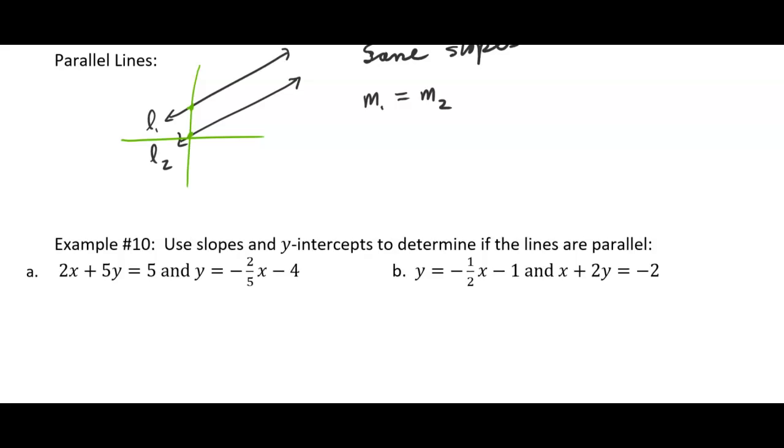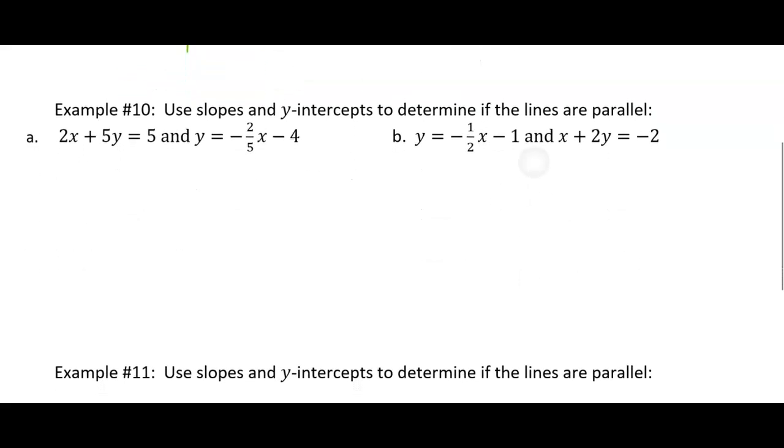If they had the same y-intercept, then they would just be the same line, and that happens sometimes. You might think, why would you have two equations that are the same line? It happens. That's why it says in our example, use slopes and y-intercepts to determine if the lines are parallel, because you might just have one line instead of two. Okay, so let's look at our first example, example 10, part A.